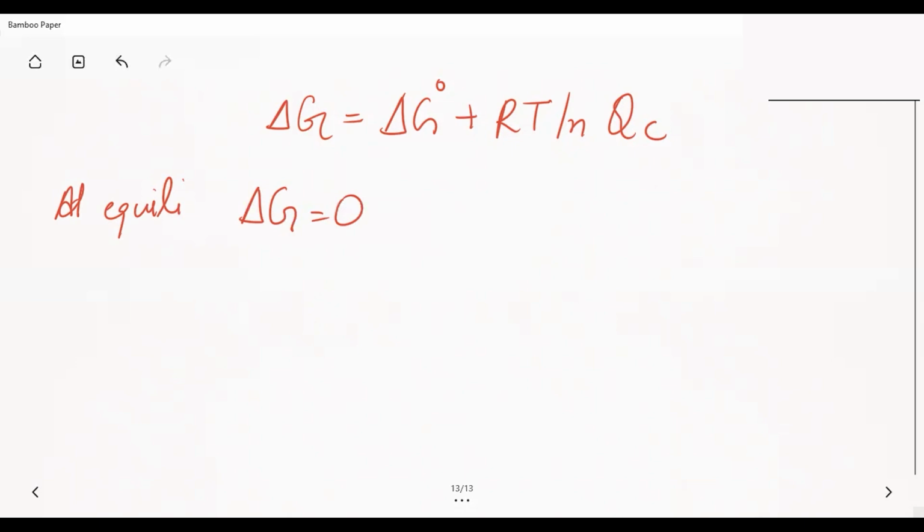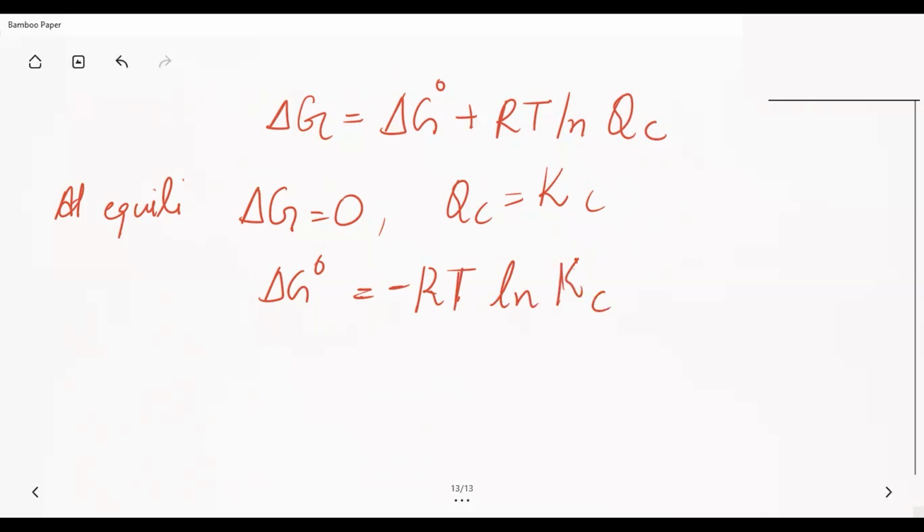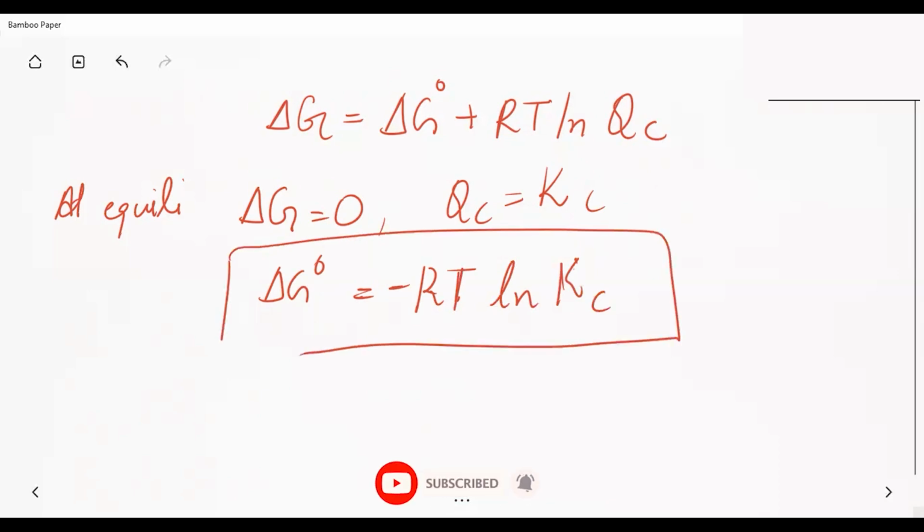If delta G is equal to 0, the process is at equilibrium. That means here Qc will be equal to Kc. So you can write delta G0 is equal to minus RT ln Kc. Okay, so this is the equation that is connecting standard Gibbs energy change and this equilibrium constant. Okay, so problems will be coming from using this equation.